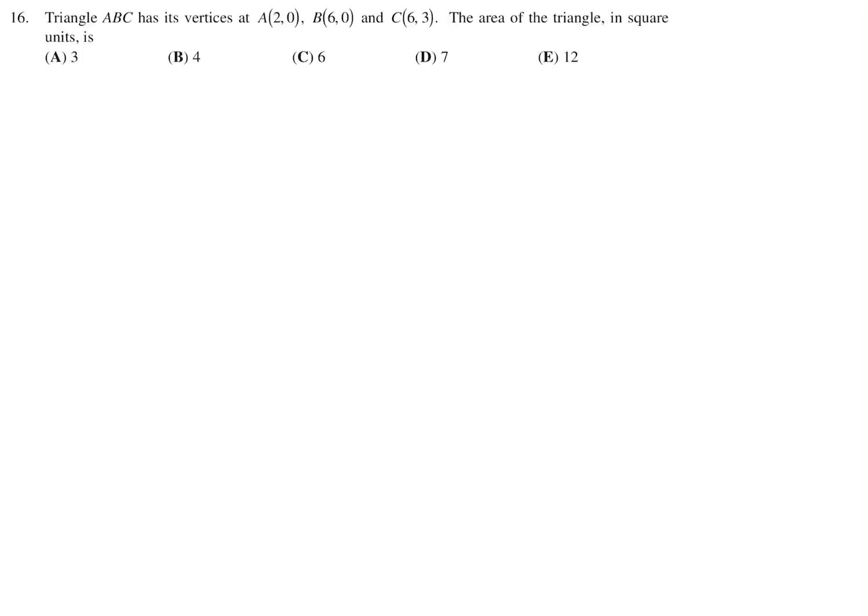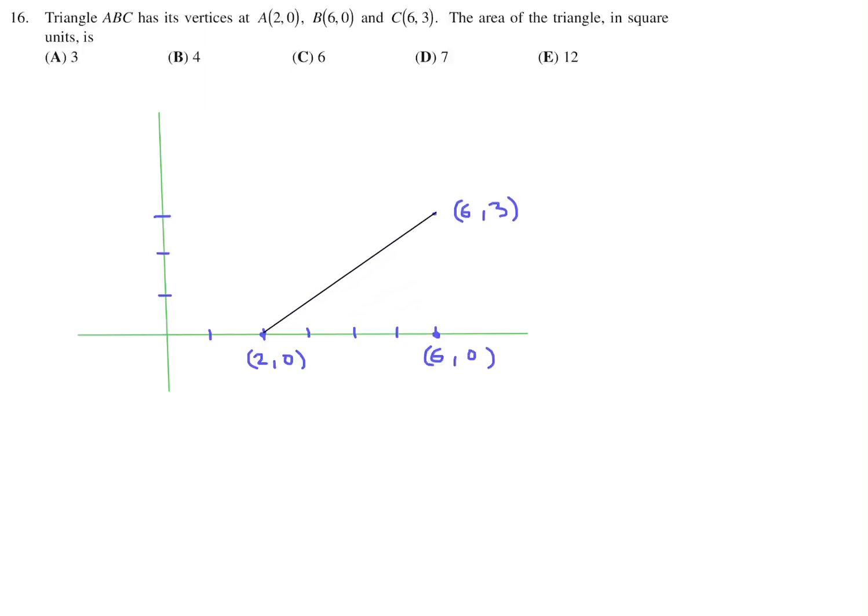A triangle ABC has vertices at (2, 0), (6, 0), and (6, 3). The area of the triangle in square units is. So we can plot this. We've got (2, 0), so 1, 2 right there. That's our first point. We've got (6, 0), so 3, 4, 5, 6. There's our second point. And (6, 3), so 1, 2, 3, approximately here. And this is a triangle that they are saying we need to figure out the area of.